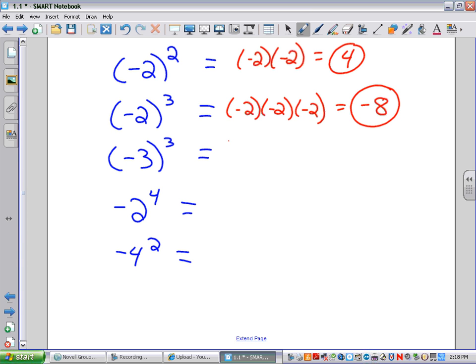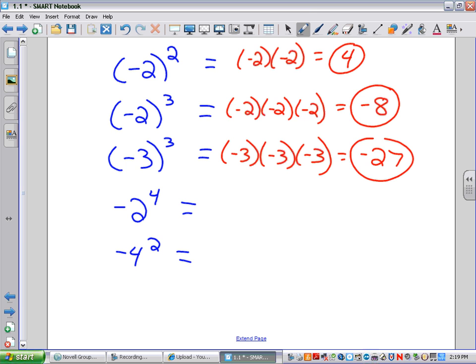On the next one, -3 times -3 times -3. Well, 3 times 3 is 9, times 3 again is 27, and that would be -27 because there's an odd number of negatives. But the bottom 2 are a little bit different. It is -2 times 2 times 2 times 2. I don't have 4 negatives because the exponent of 4 only applies to the 2.